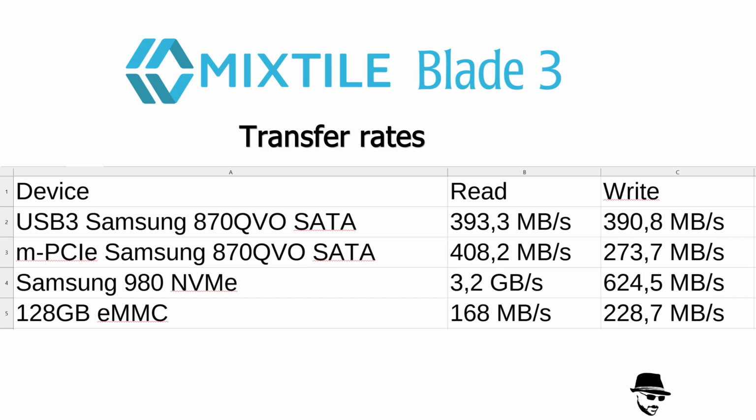Then my Samsung 980 NVMe, 3.2 gigabytes a second reads, but only 624.5 megabytes a second writes. Also not sure why that is. And then the 128 gigabyte eMMC does 168 megabytes a second reads and 228.7 megabytes a second writes. A bit weird that the write speeds are faster than the read speeds.